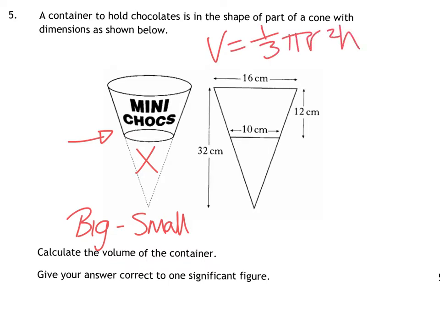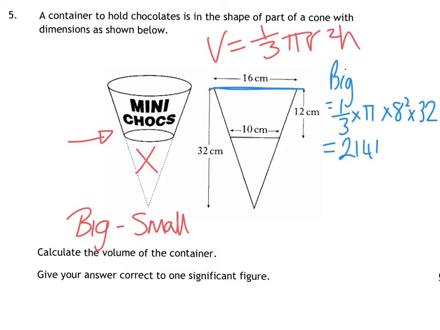If we do the big cone first of all, the big cone would be 1/3 times pi times, now your diameter is 16, so your radius is 8 squared, and the height of the full thing was 32. So that is the big cone. That gives you an answer of 2144, and I'll do it to 2 decimal places at this point.